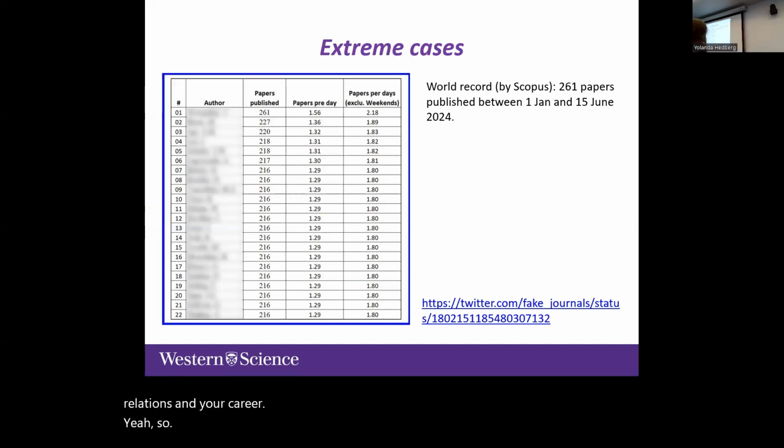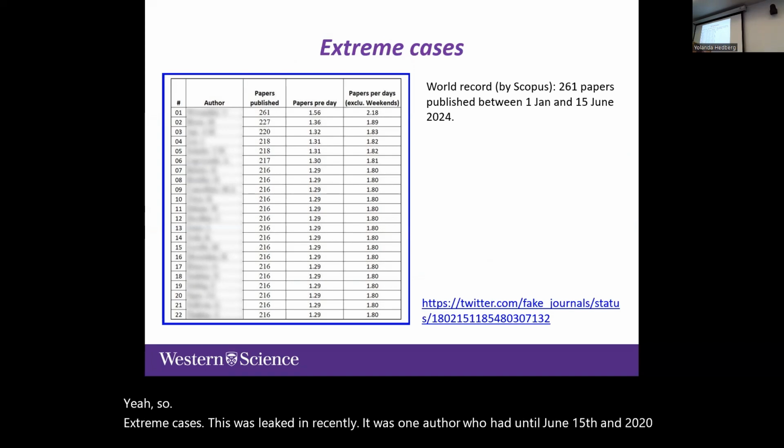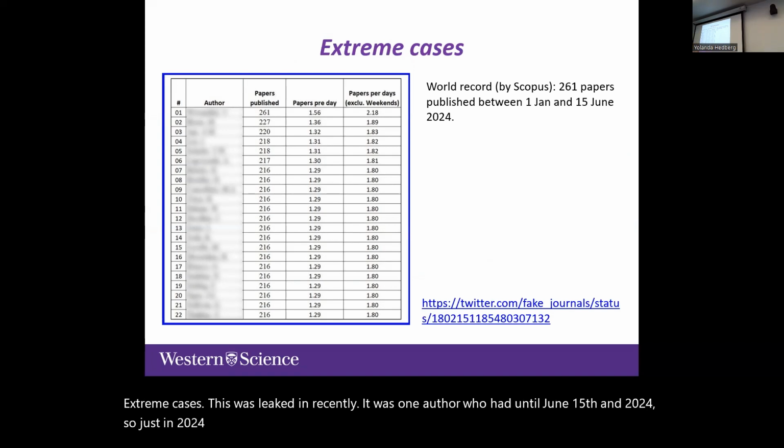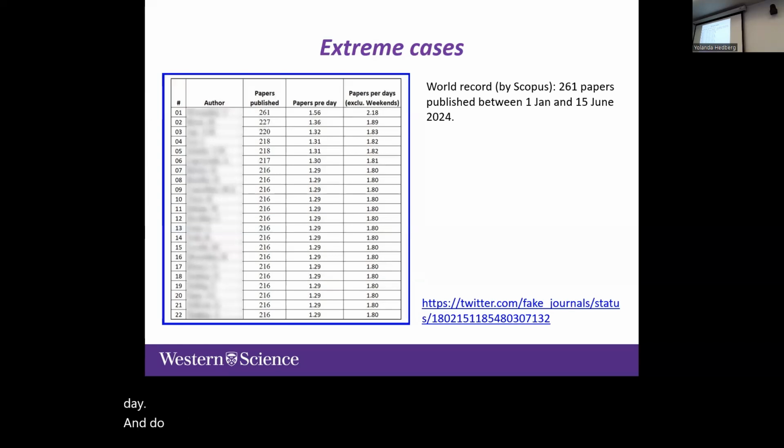Extreme cases. This was on LinkedIn recently. There was one author who had, until June 15 in 2024, just in 2024, published 261 papers. So that means 1.56 papers per day, or 2.18 per weekday. Are you able to do scientific contributions? No, right? So this person's probably not even read the papers, right?